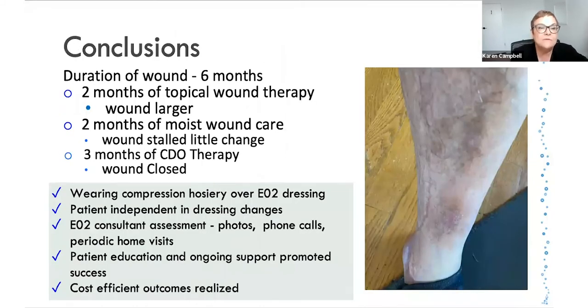And in conclusion, after 2 months of topical wound therapy that he was doing at home, the wound was larger. After 2 months of care by home care nurses with moist wound healing, the wound was stalled with little change, but after 3 months of CDO therapy, the wound closed. But remember, this therapy was done in combination with his compression. He was independent in his dressing changes. The EO2 consultant did assessments by photos, phone calls, and periodic home visits. And he was provided with education and ongoing support. And we realized that this was a fairly cost-efficient outcome, and in the face of COVID, with the reduction of face-to-face visits, how relevant this was for his care.